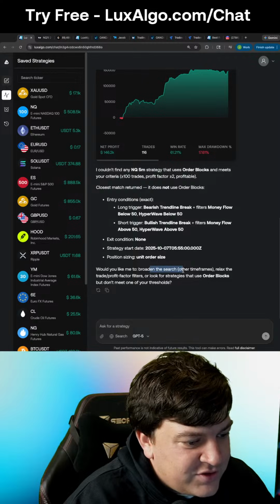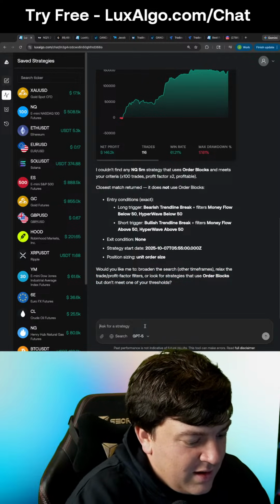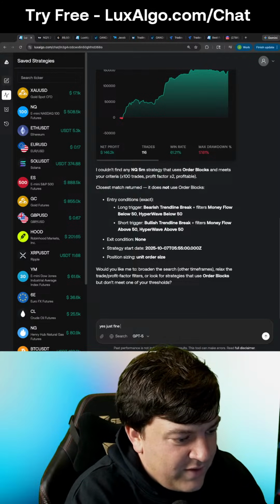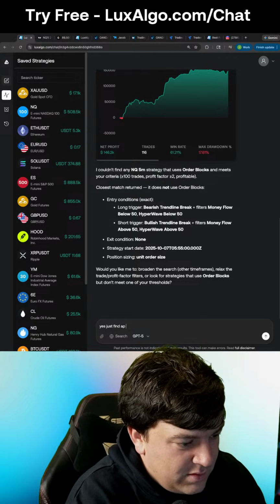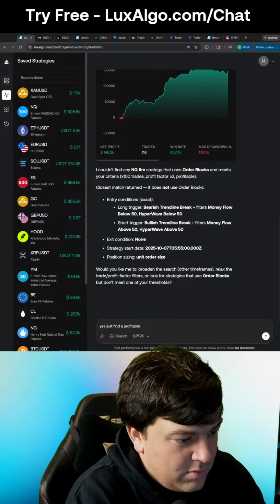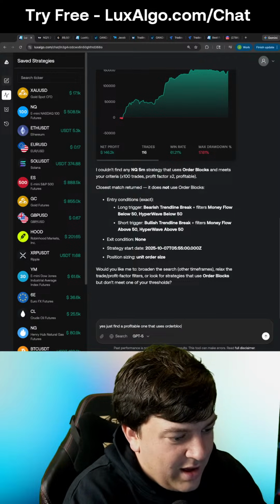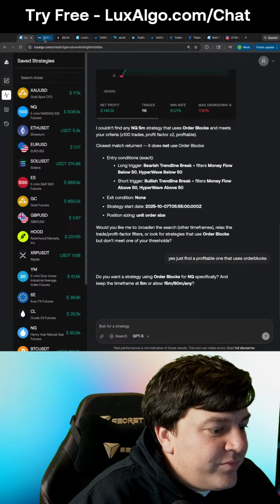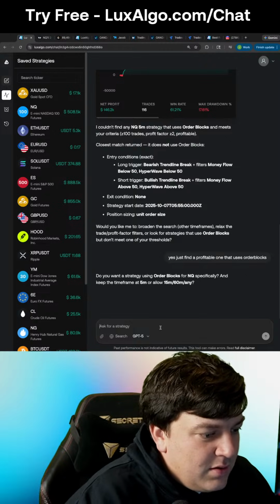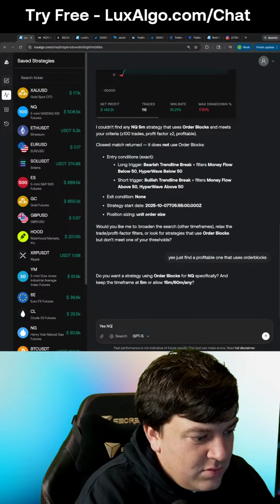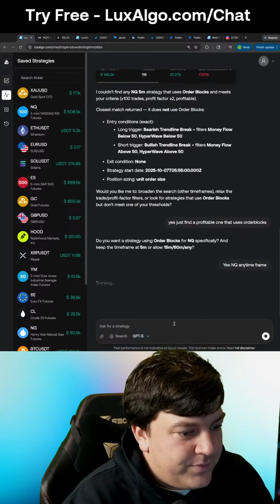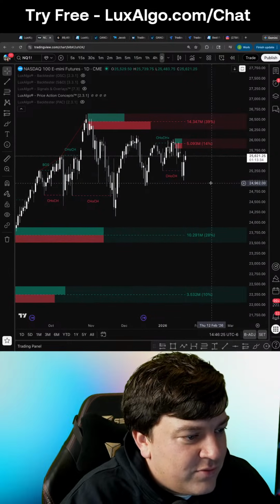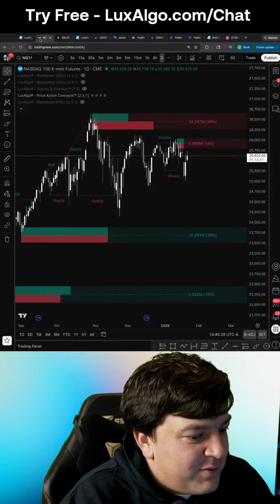Would you like me to broaden the search? Other time frames, relax the trade profit? Yes. Just find a profitable one that uses order blocks. Yes, NQ, any time frame. So it'll always ask clarifying questions to make sure it understands exactly what you want. Let's see if we can find us a profitable order block strategy.